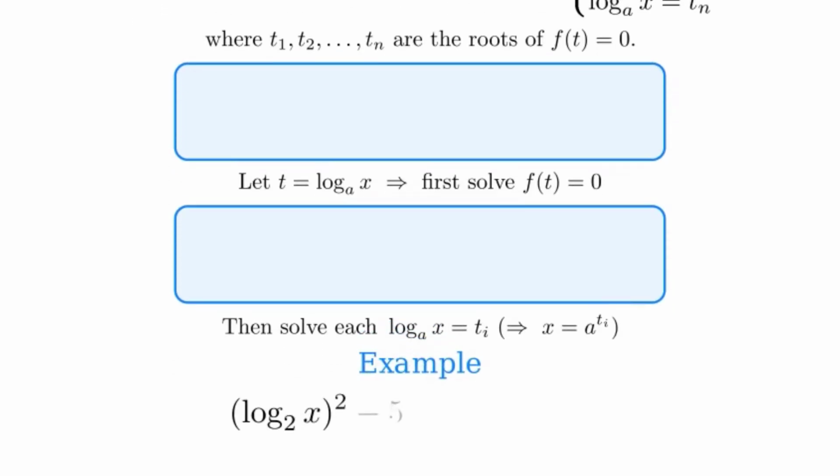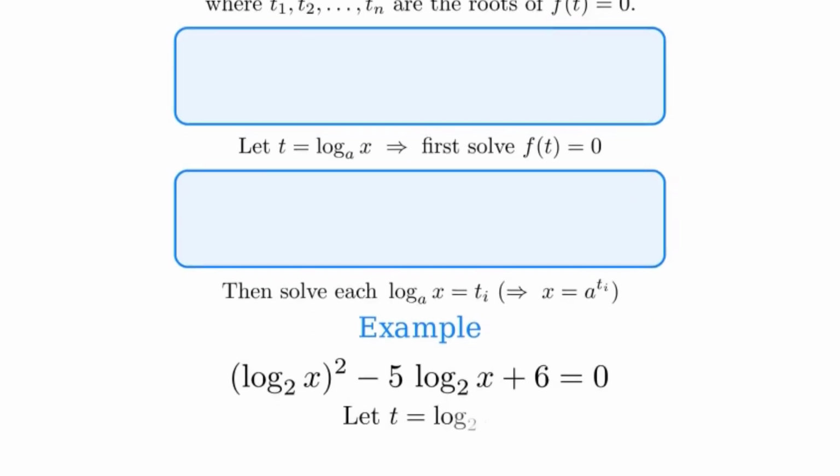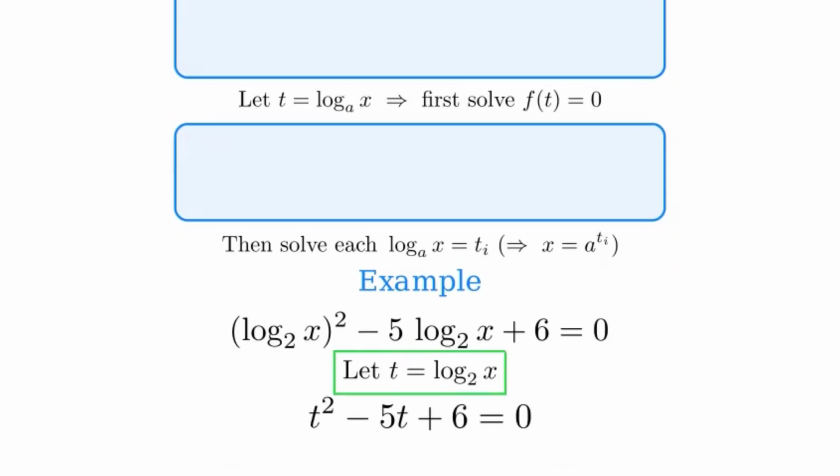Solve the equation (log base 2 of x) squared minus 5 times log base 2 of x plus 6 equals 0. Step 1. Let t equal log base 2 of x. Then our equation becomes a simple quadratic in t. Step 2. Solve f of t equals 0.